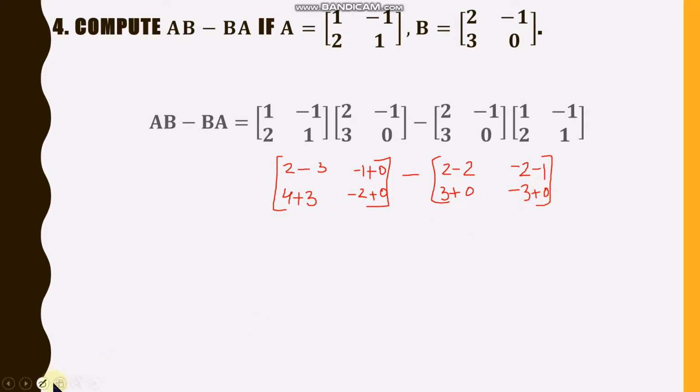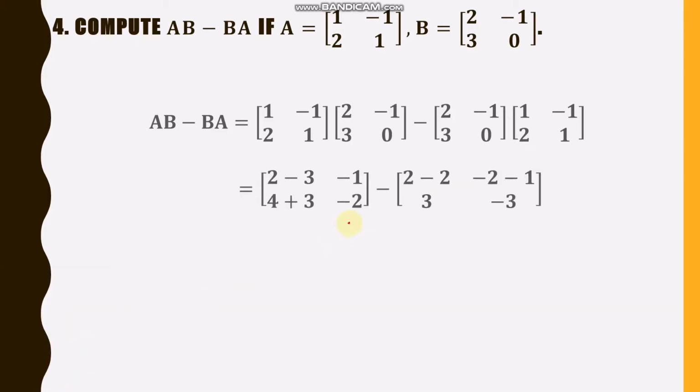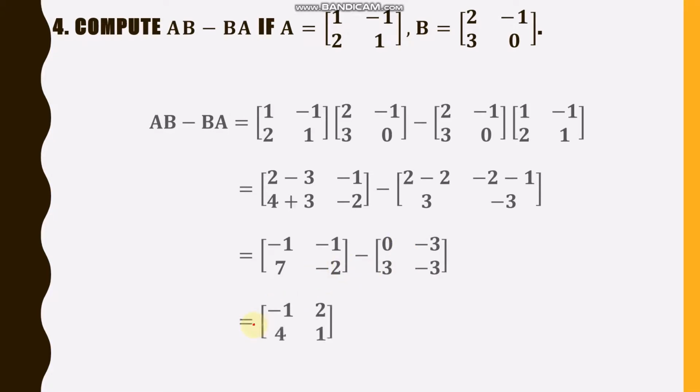Okay, so let me just write these things. So it's equal to this. Okay, and now you just have to do calculations. This is just plus minus, so 2 minus 3 will give me minus 1, then minus 1, then 7, then minus 2, minus, so it will be 0, minus 3, 3, minus 3. Now just subtract term wise. Subtract the elements of the matrix term to term. So it will be minus 1, minus 1, minus 1 minus of minus 3 will become minus 1 plus 3, so it will be 2. Then 7 minus 3 will be 4 and minus 2 plus 3 will become 1. So this is the answer.